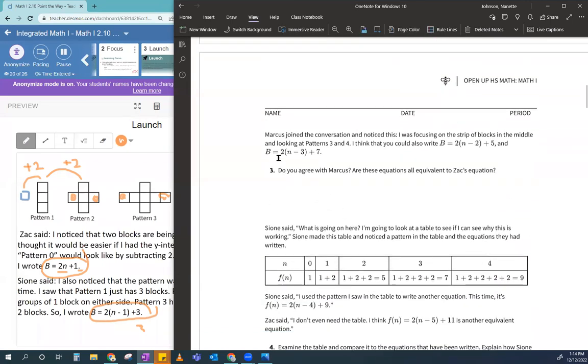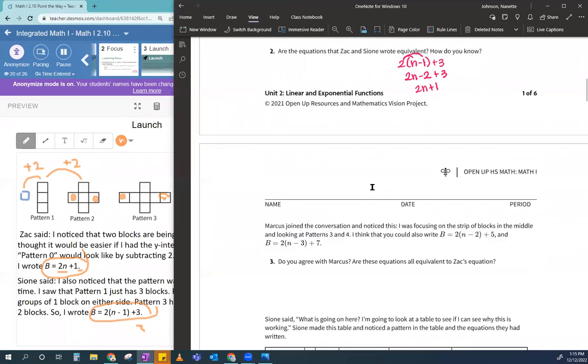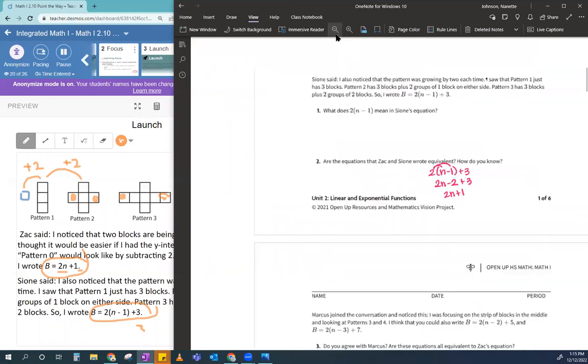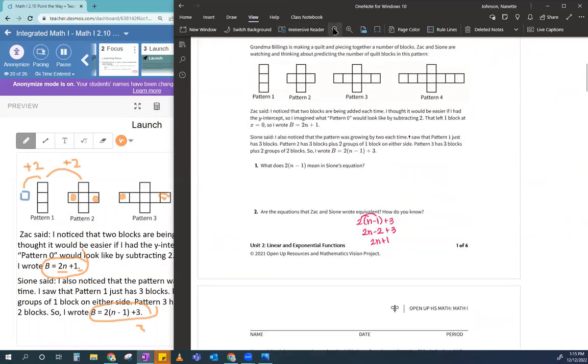So there you go. Marcus joined the conversation and noticed, "I was focused on the strip of blocks in the middle and looking for patterns 3 and 4. I think you could also write it as 2 times the quantity of n minus 2 plus 5 and 2 times the quantity of n minus 3 plus 7." So where is he getting this? Where is he getting these numbers? I'm trying to show you.